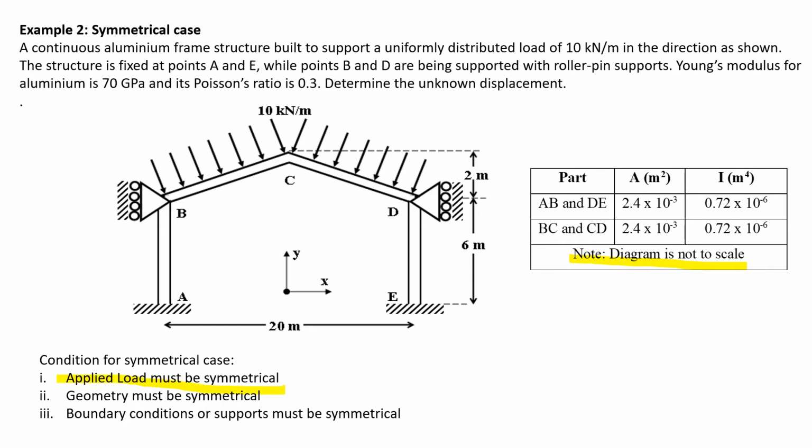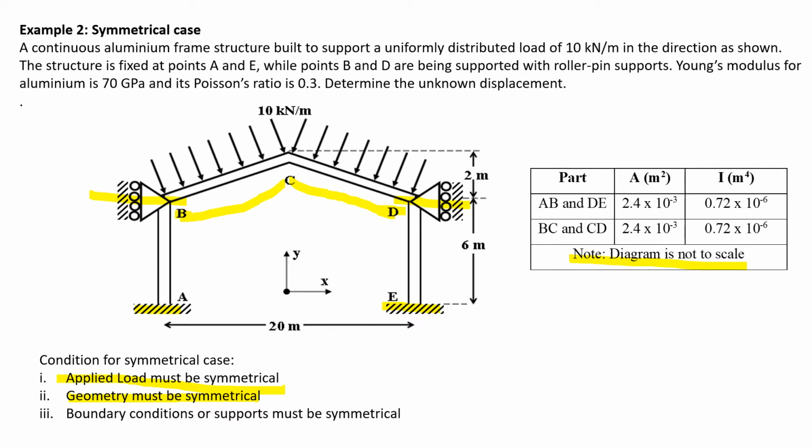So we have to check. In this case, we can see that on the left side, BC and CD have a symmetrical load, meaning the same load. And then the geometry must be symmetrical, meaning that the length, the cross-sectional area, everything must be equal on the left and the right side. And the last one, the boundary condition or support must be symmetrical. So if we check in this case, point A and point E have the same boundary condition, point B and point D have the same boundary condition, which is pin roller support, and point C is in the middle.